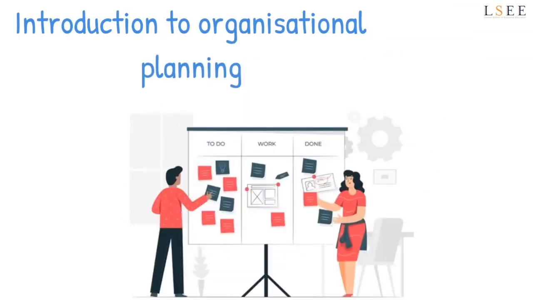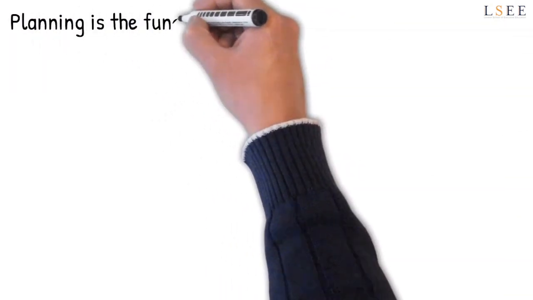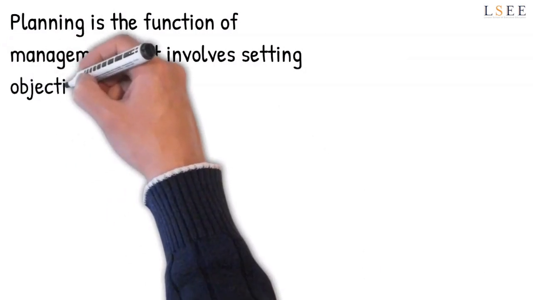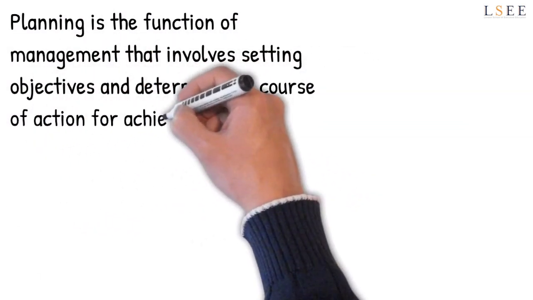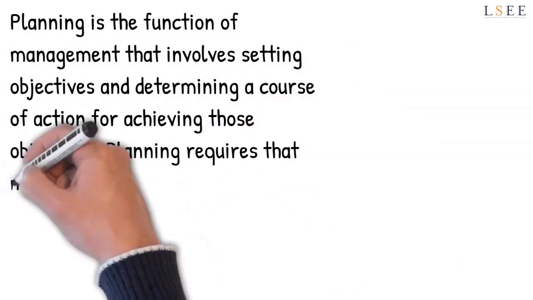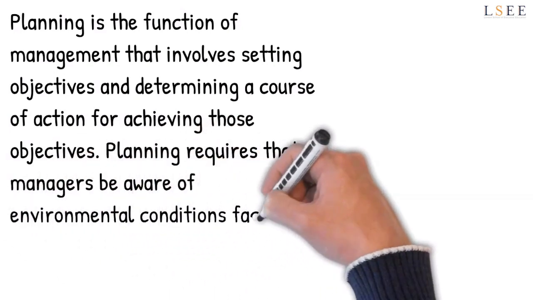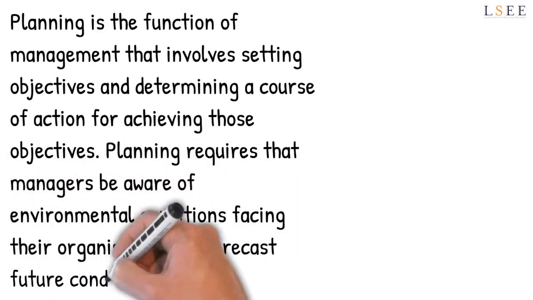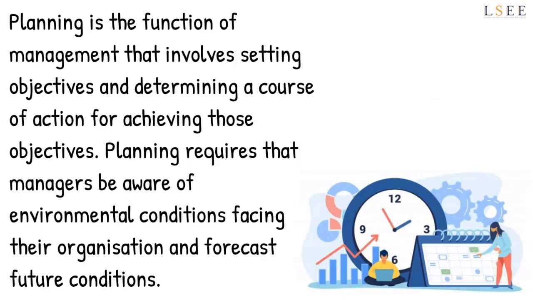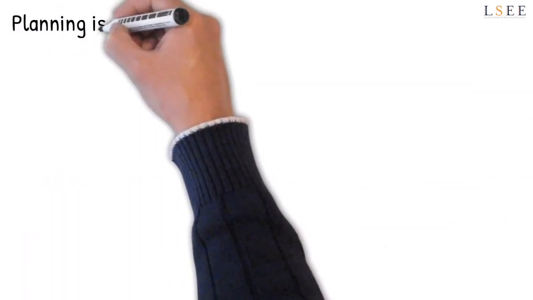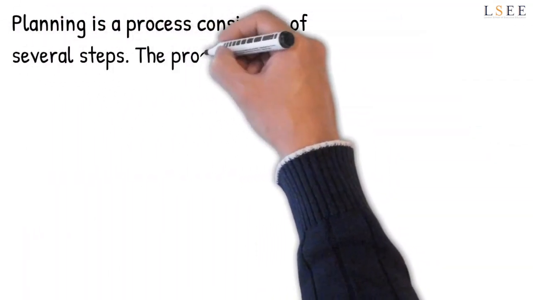Introduction to organizational planning. Planning is the function of management that involves setting objectives and determining a course of action for achieving those objectives. Planning requires that managers be aware of environmental conditions facing their organization and forecast future conditions. Planning is a process consisting of several steps.